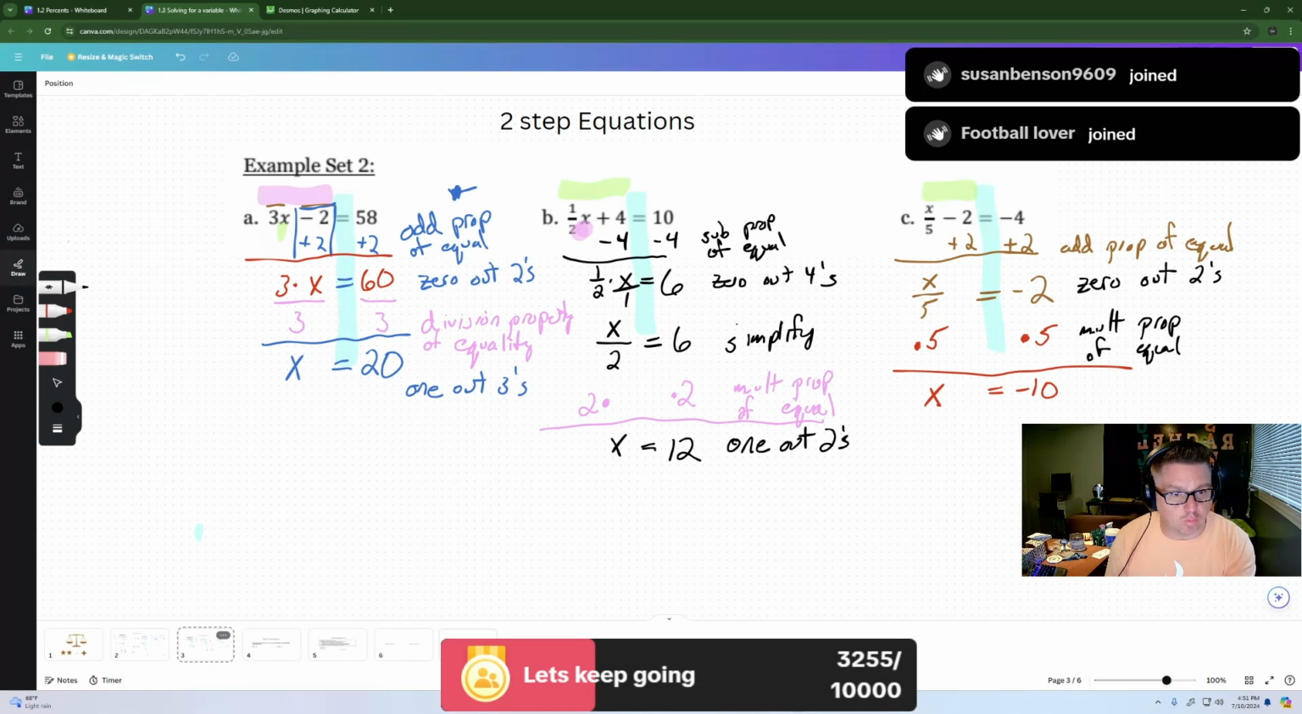And then what happens when we multiply by 5, divide by 5? We one out the 5's. We get the x by itself. It's almost like 5 divided by 5. Those one each other out.